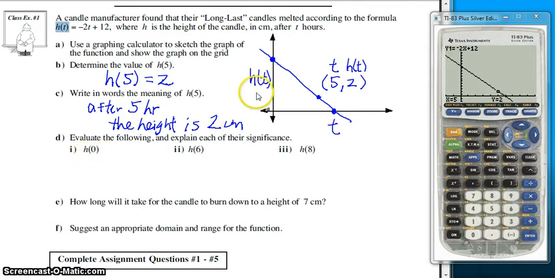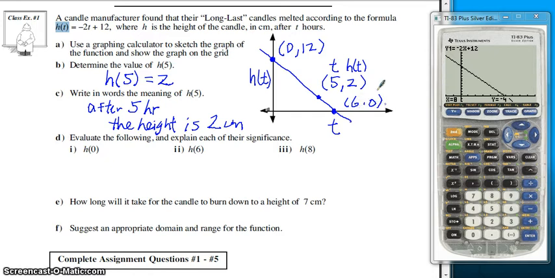Okay, evaluate the following and explain each of their significance. So what's h of 0? Well, h of 0, so go here, h of 0 is the y-intercept. That's 12. Okay, h of 6 is 0. Oh, h of 8, -4. Okay, well, let's try h of 0, because we have a 0, 12 here. Okay, that's my y-intercept. Here is my x-intercept, 6, 0.